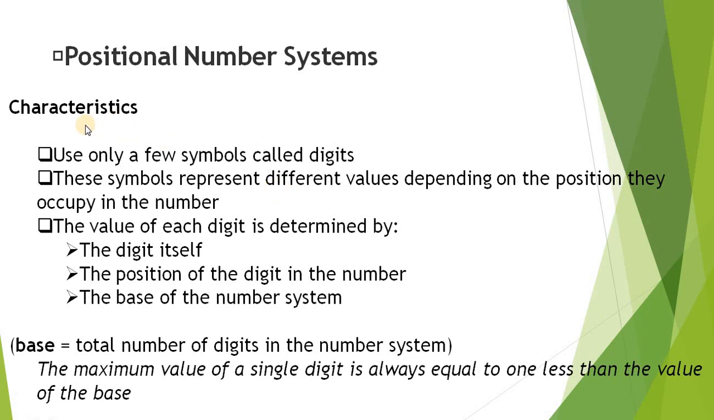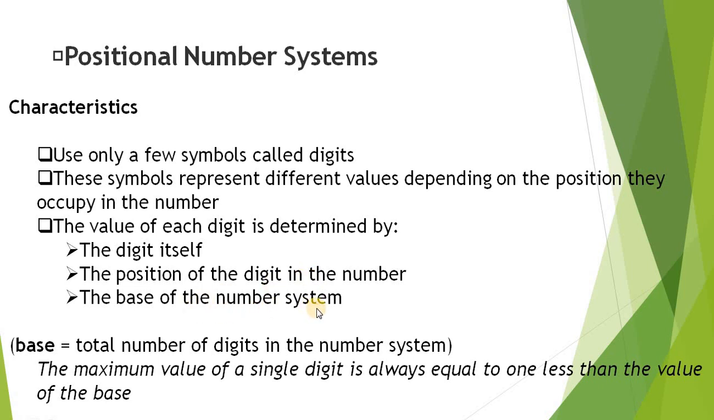We have some basic characteristics of the positional number systems. These positional number systems consist of a few symbols called digits, and these symbols represent different values depending on the position they occupy in the number. So we can have different symbols, and they represent different values based on where they are placed in the number. The value of each digit is determined by three things: the digit itself, the position of the digit in the number, and the base of the number system.